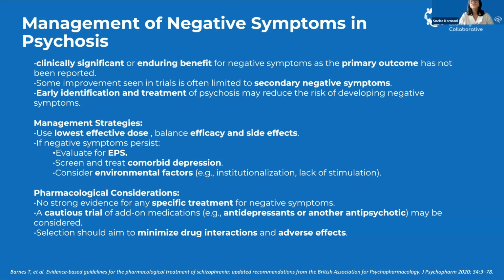Let's say somebody is institutionalized or there is lack of stimulation, they are homebound, they do not have much exposure to people around them, there's lack of social stimulation. All of these could also contribute to what could present like a negative syndrome state. And like we said, there's no evidence for any specific treatment for negative symptoms. We could consider a trial of add-on medication, like an antidepressant or another antipsychotic. Also, it's important to minimize drug interactions and adverse effects when more than one drug is being used.